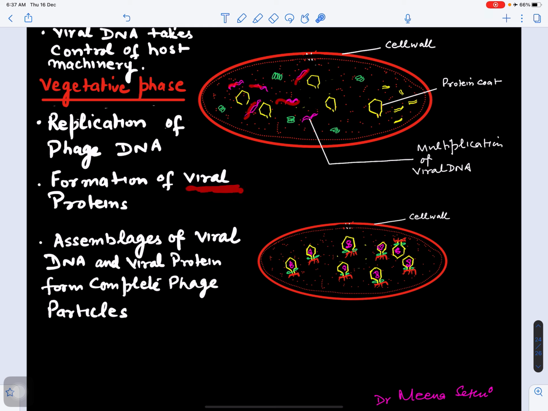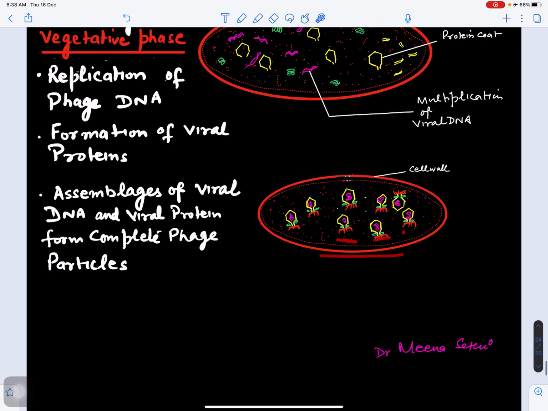Formation of viral protein will take place. And ultimately, when a lot of viral protein and viral DNA particles have been produced, and these are the components, we can say the machinery of the virus, along with the tail part, ultimately they will assemble. Supposing this is the protein coat and this is the DNA, this will enter into the protein coat, and the tail part will join, and ultimately a complete viral particle is produced. So this is called the assemblage of viral DNA and viral protein to form a complete phage particle. So this is the vegetative phase, and we can see here these are the phages which have been created.